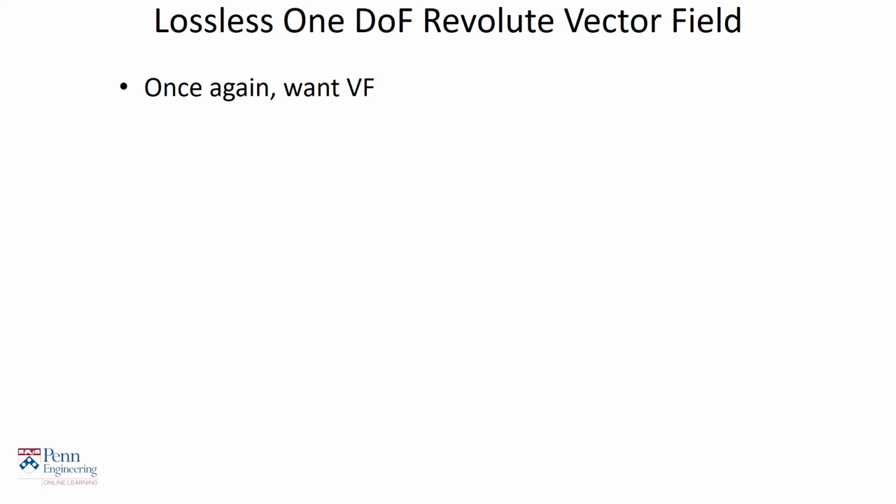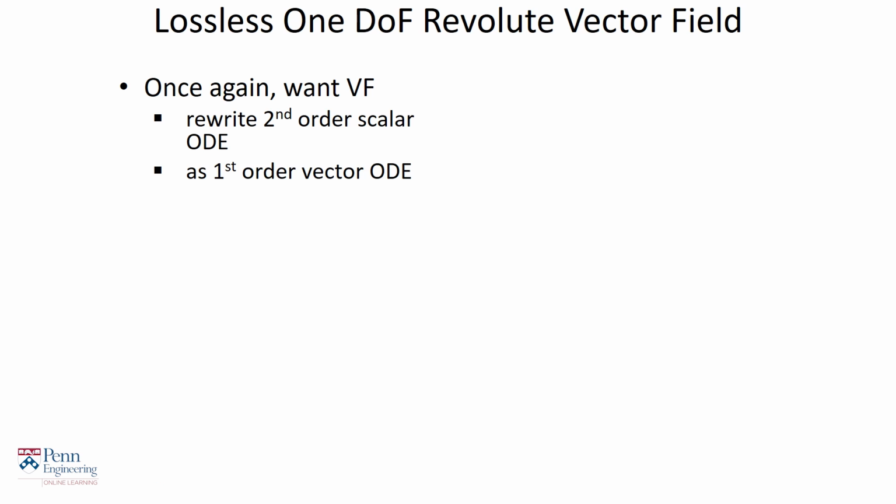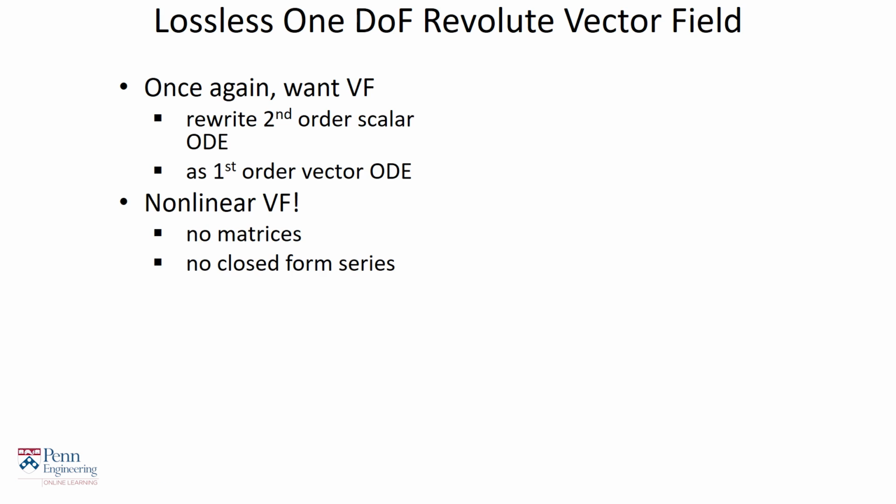So let's think about the lossless version of the 1 degree freedom revolute vector field. We would like to rewrite our second order scalar ODE as a first order vector ODE. But this time we're going to get a nonlinear vector field. There can't be any matrices. There are no matrices in sight because it's a nonlinear function.